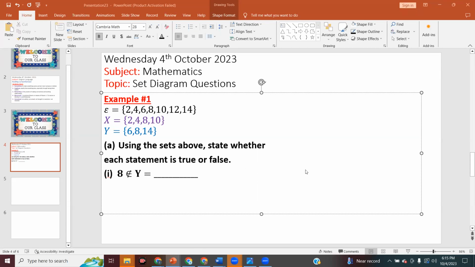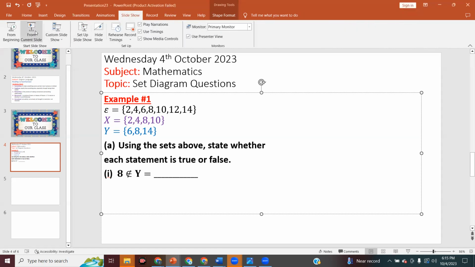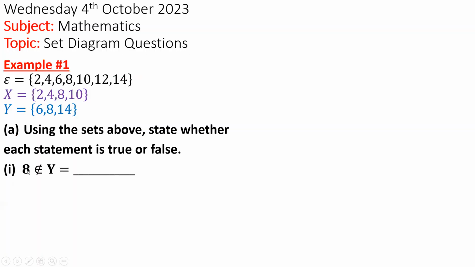So Renaya, since you haven't learned this symbol, then write it down. This means it's not an element of, okay? So this is saying 8 is not an element of Y, right? But clearly 8 is a part of Y. And so that's why this statement is definitely false, because 8 is a part of Y, like you can see 8 right there.